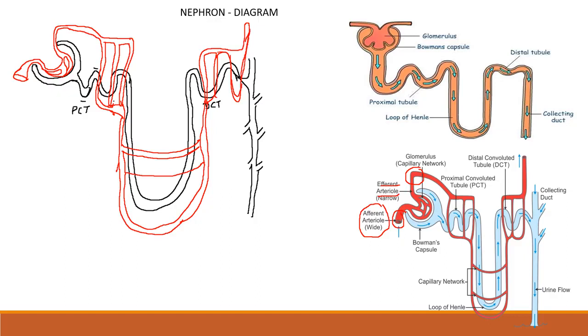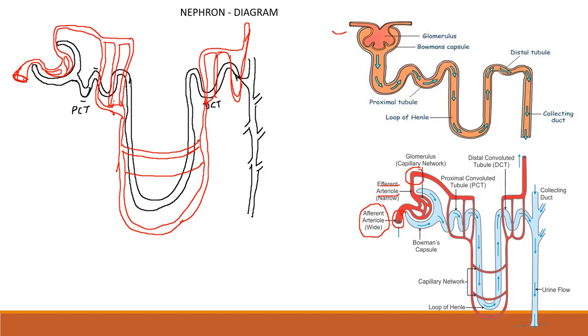Efferent artery is the afferent arteriole, sorry, afferent arteriole. This is quite broader, and this is efferent arteriole. In the first diagram they have just shown the afferent and efferent arteriole. They didn't continue with the capillaries. It depends upon you. If you want to continue the capillaries, you can, and if you don't want to continue the capillaries, you can do the first diagram also.